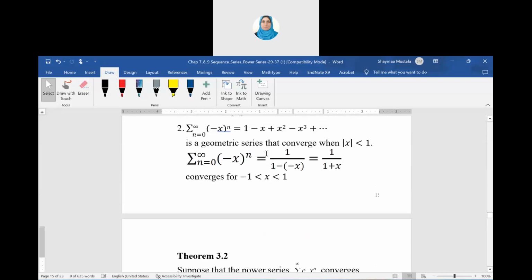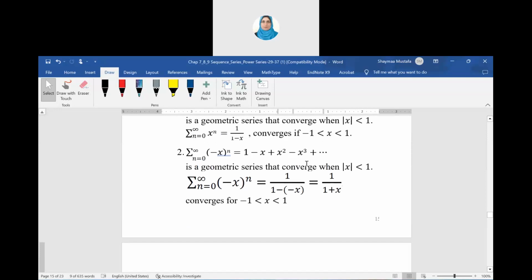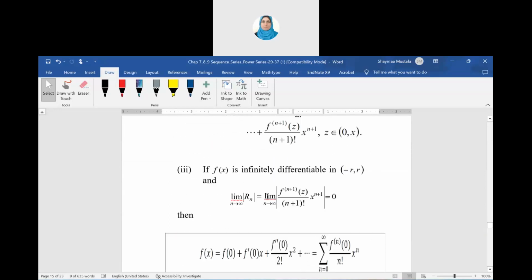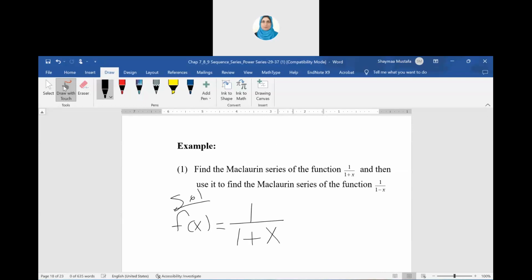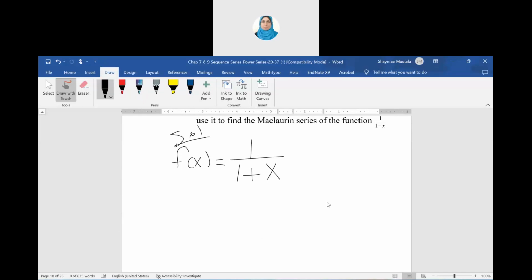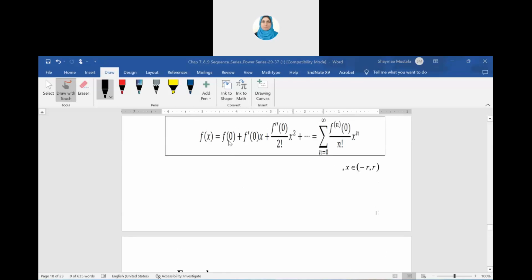1 over 1 plus x is 1 minus x plus x squared plus x cubed. Okay, we need to find it. So I have the function, your function f of x is 1 over 1 plus x. And we need to find the power series or the Maclaurin series. First, according to this theory here, we need to find f0.